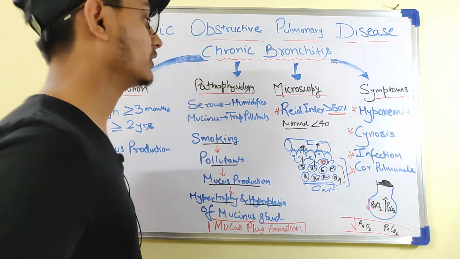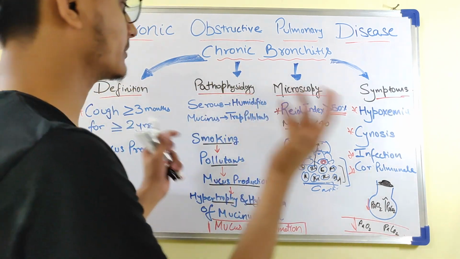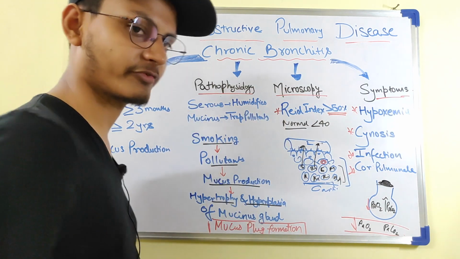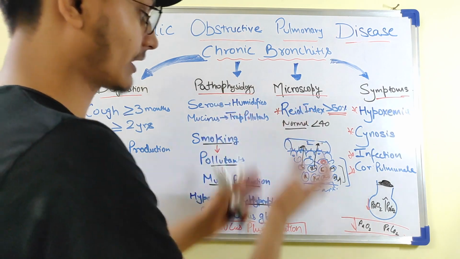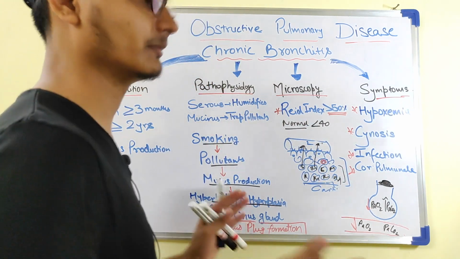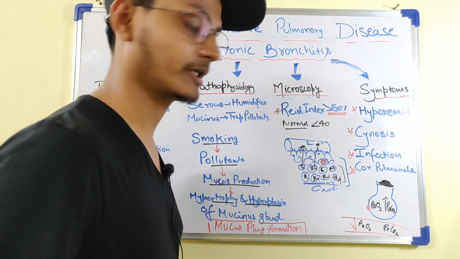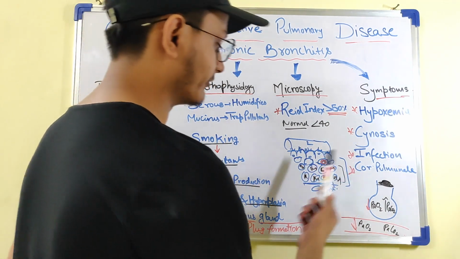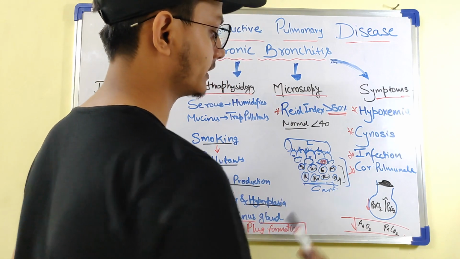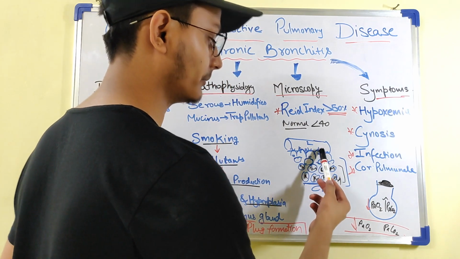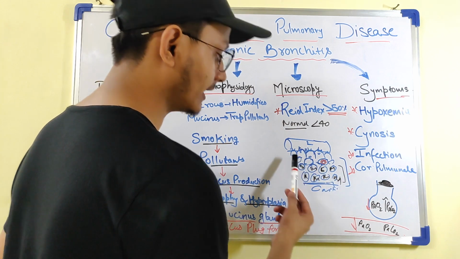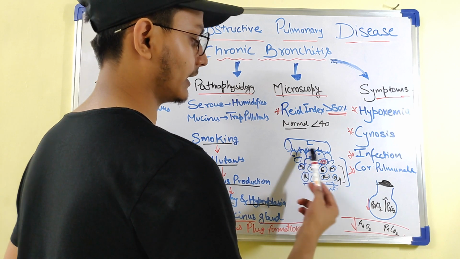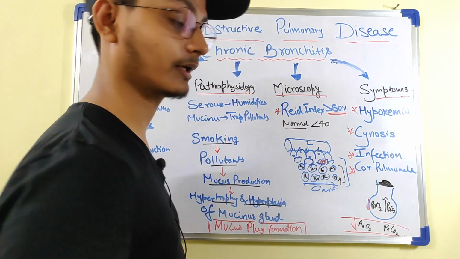So looking at the pathophysiology, let me just introduce some terms to you. We have serous acini, the serous glands, and the mucinous glands. Here I have drawn a basic diagram just to highlight the histology. What we see here is the lumen. Then we have the pseudostratified ciliated columnar epithelium. They have cilia, they are columnar cells, and the nuclei are not just at the base. You can see them up and then down, at different levels.